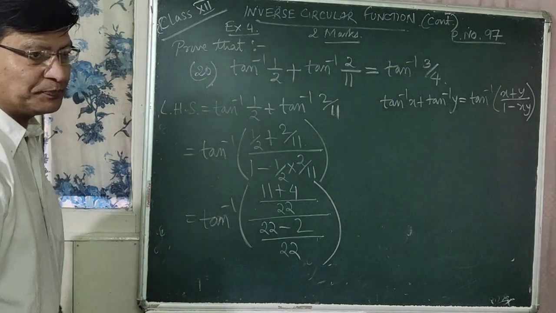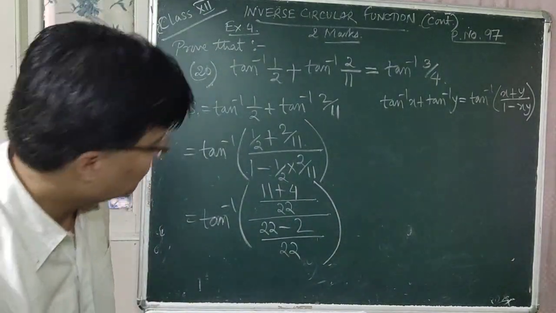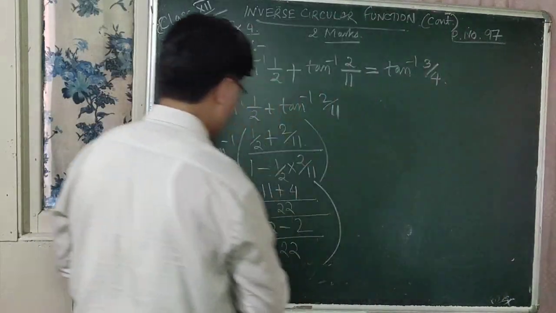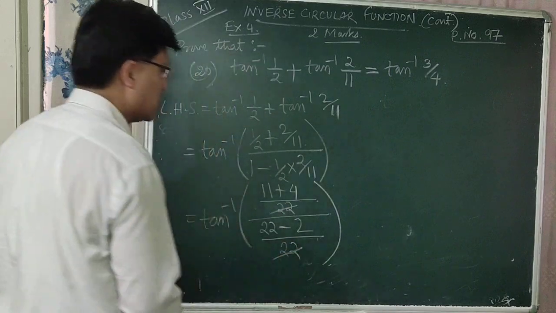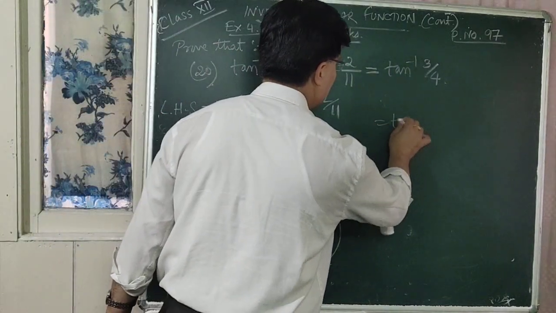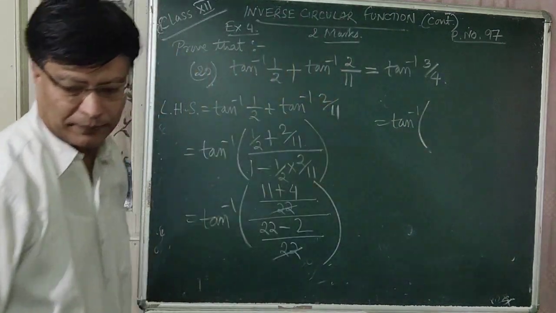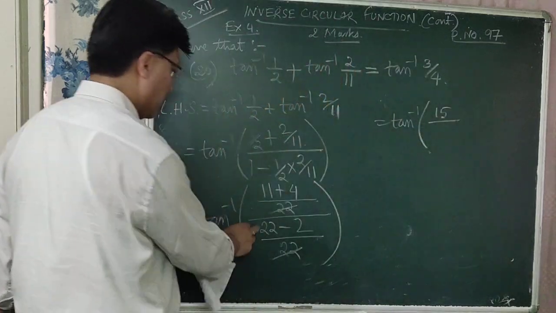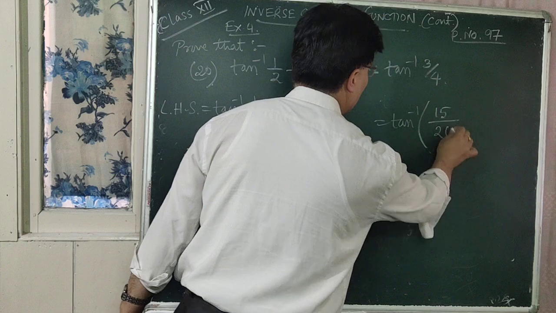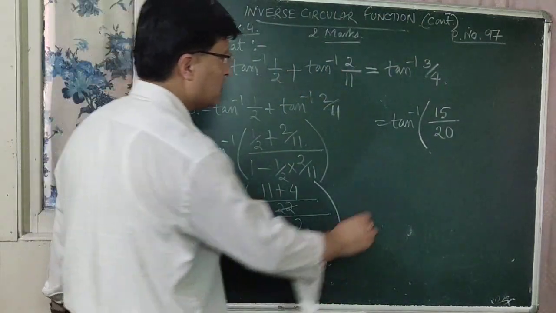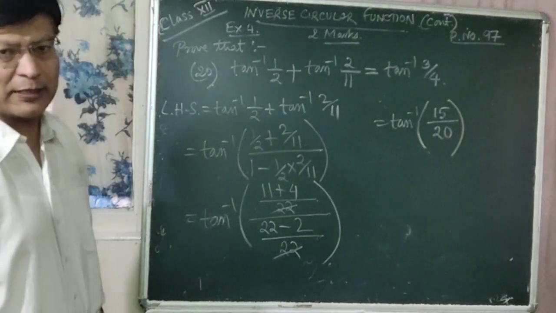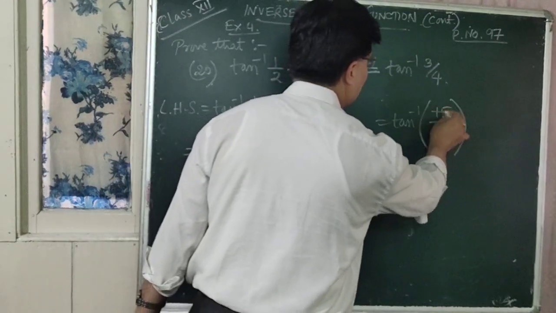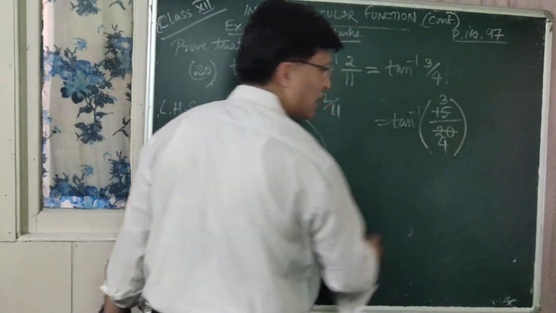This bracket is closed. Now you can simplify it further. Here 22 gets cancelled, so it is equal to tan inverse. What is there within the bracket? 11 plus 4, 15, divided by 22 minus 2, which is 20. So you can cancel it. 15 by 20. You can convert it into the lowest fraction. You can cancel it by 5. 5 threes are 15, 5 fours are 20.